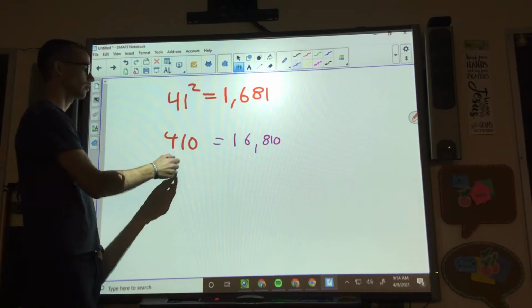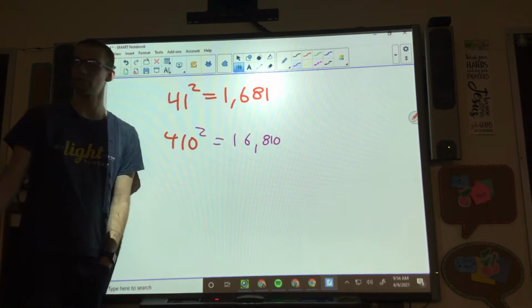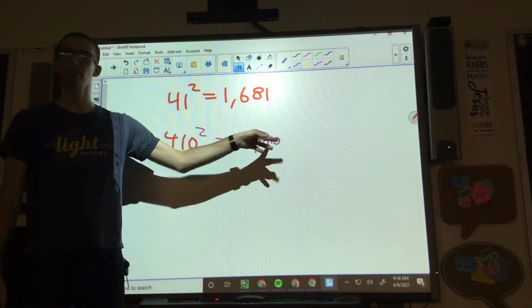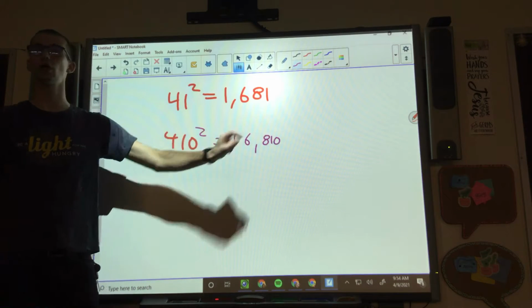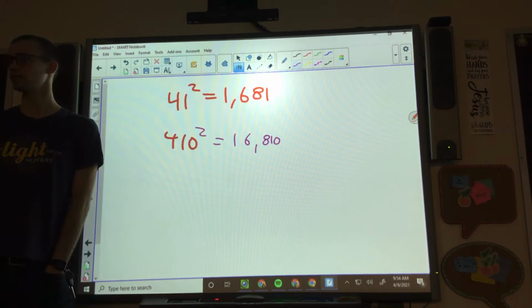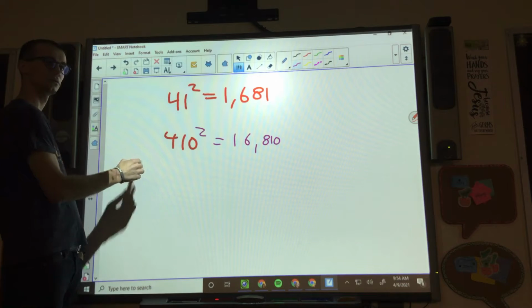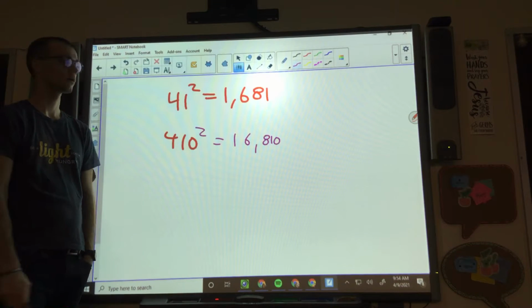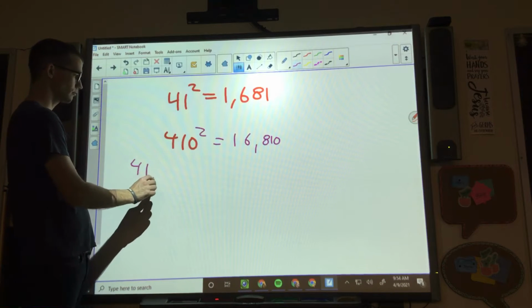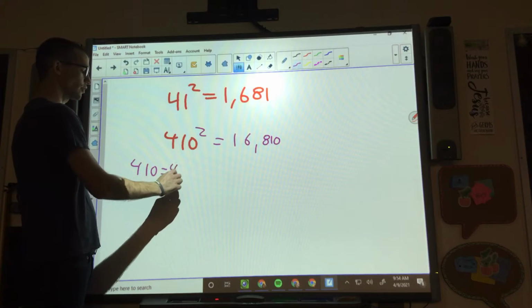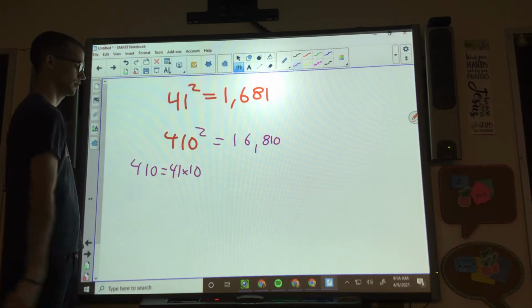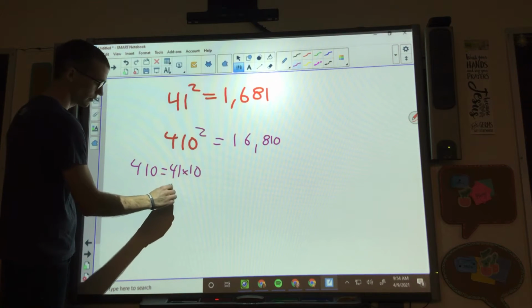Alright, so we want this squared then. What's the square of 410? It's not 16,810. It is close. He's on the right track. Here's your clue. Do you want to take another guess first? Okay, 410 equals 41 times what? 10.